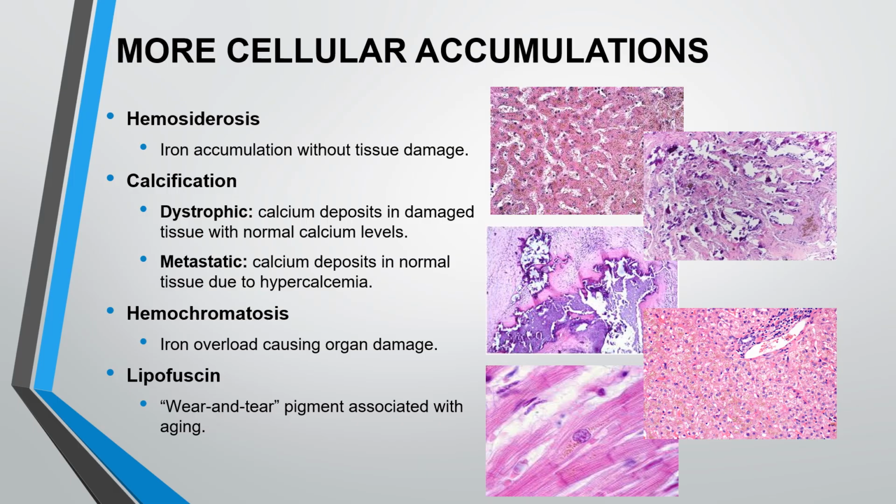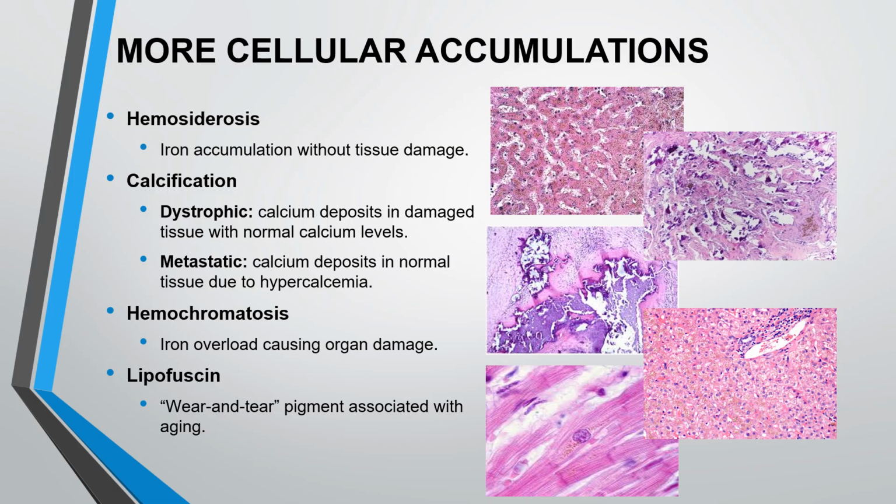So dystrophic is damaged tissue but normal calcium, and metastatic is normal tissue but high calcium. Then there's hemochromatosis, which is iron overload with tissue damage. This is no longer a storage issue. This is iron actively wrecking organs like the liver, pancreas, and heart.